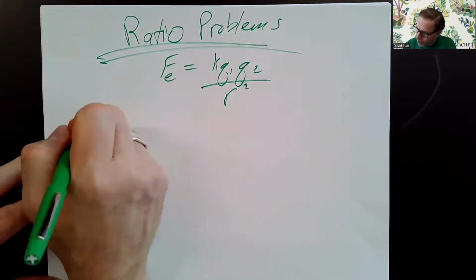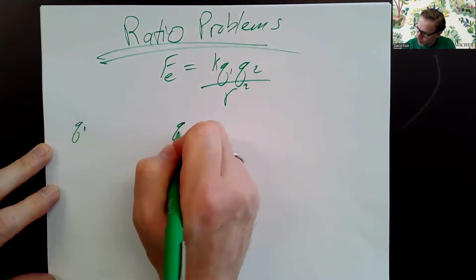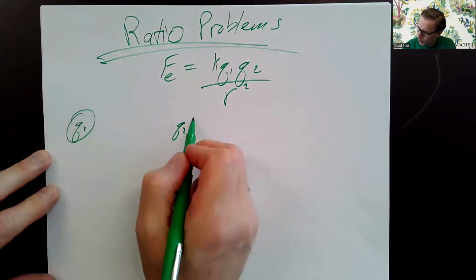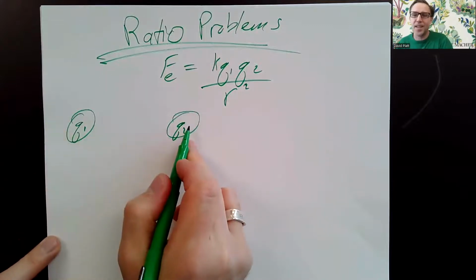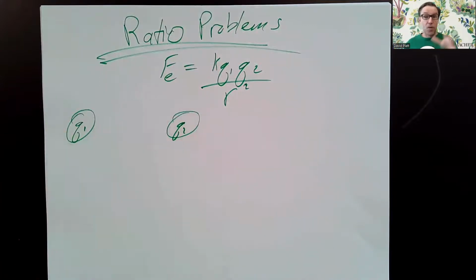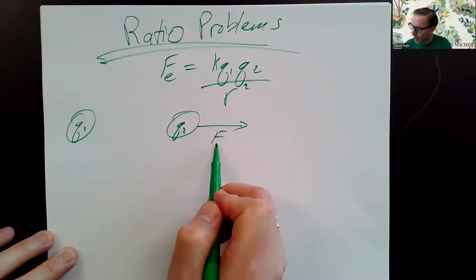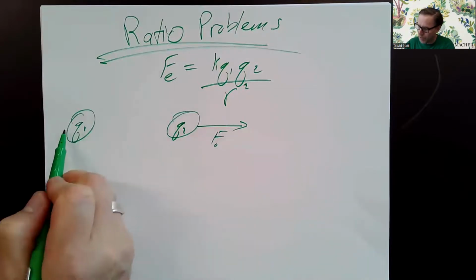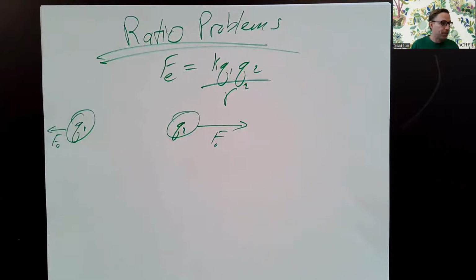Well, what if I have 2 charges here, Q1 and Q2, and they exert a force on each other? Ooh, on each other? What does that mean? It means this one pushes this one, and this one pushes this one. The force between them, what? So this one exerts a force of F on this one. I'll call it F naught. This one exerts that same number of newtons of force, F naught, on that one.